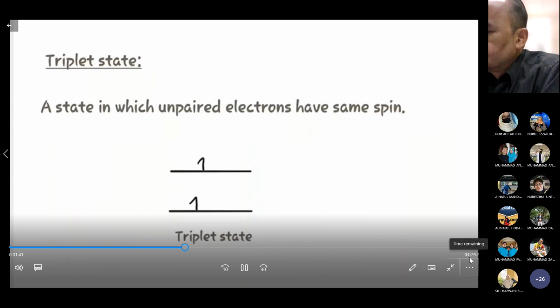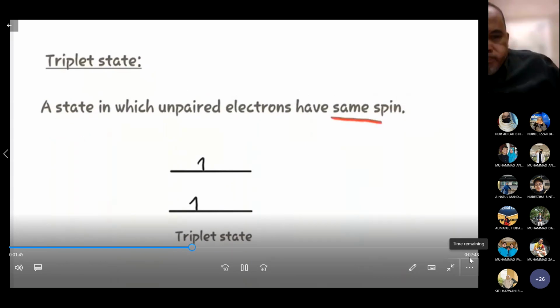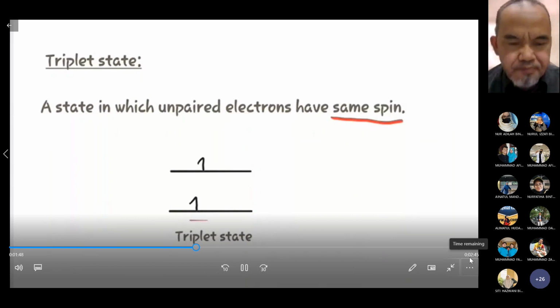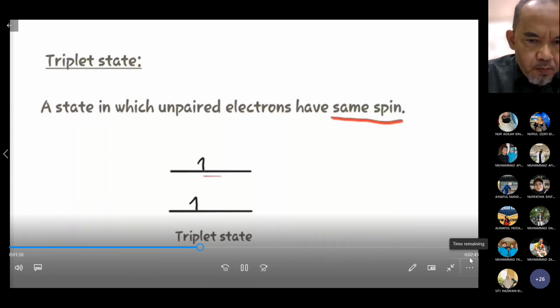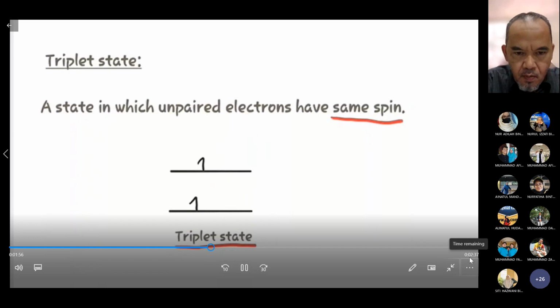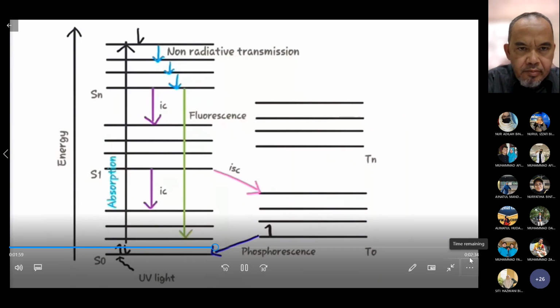Now what is triplet state? A state in which unpaired electrons have the same spin. That is, the unpaired electron in the ground state has the same spin as that of the unpaired electron in the excited state. Thus, this state is known as triplet state. Let us have a look at the Jablonski diagram.